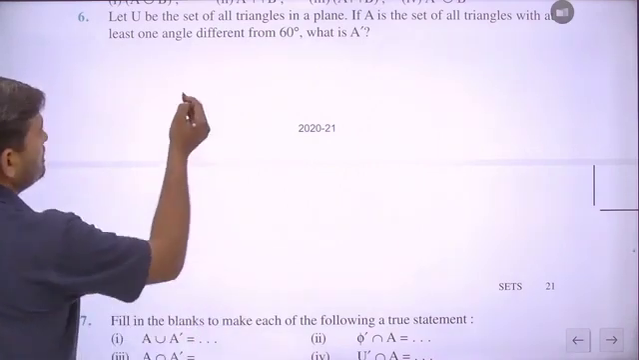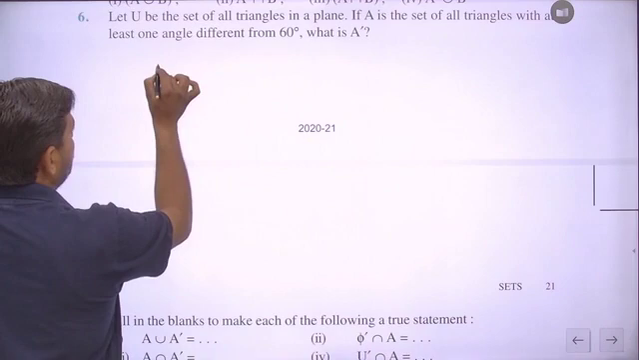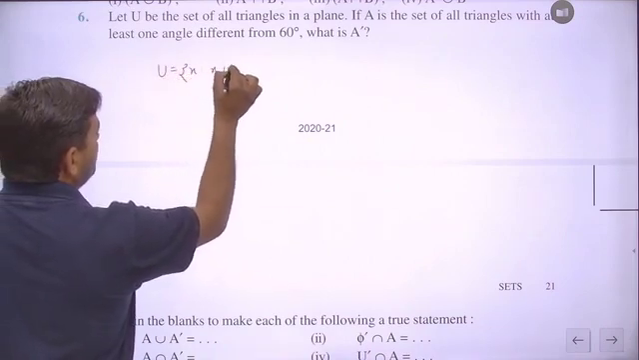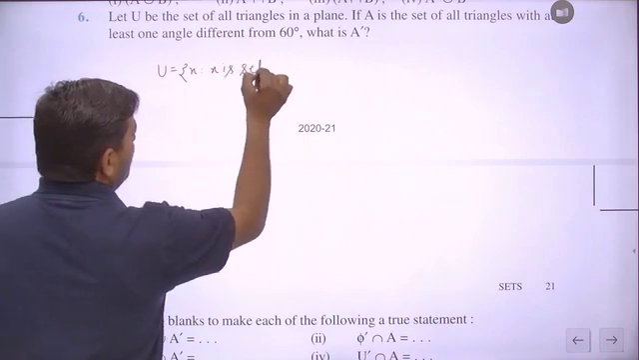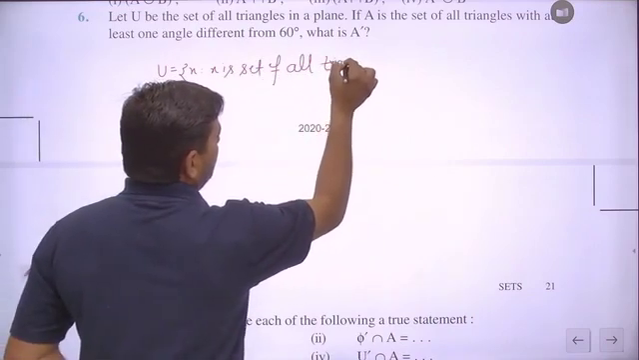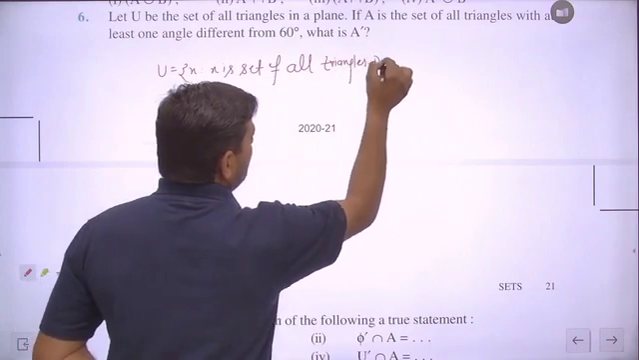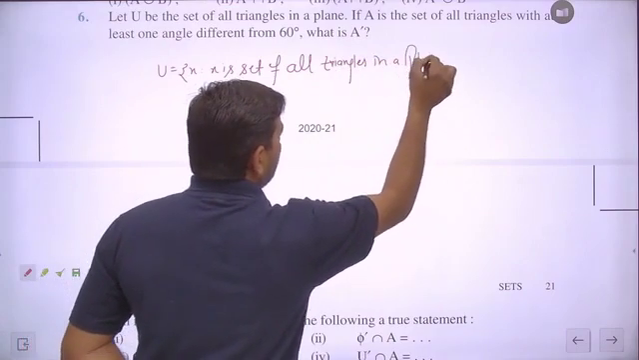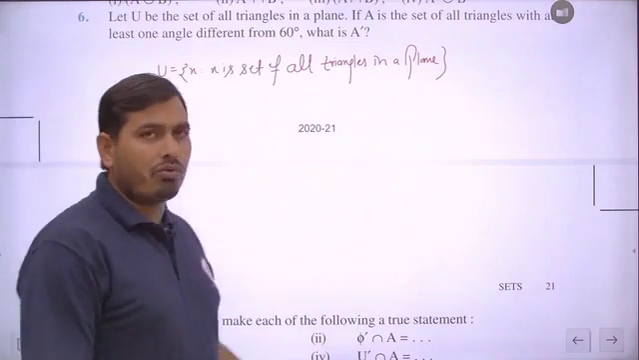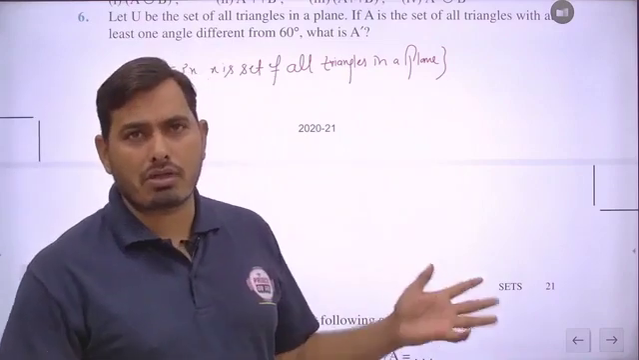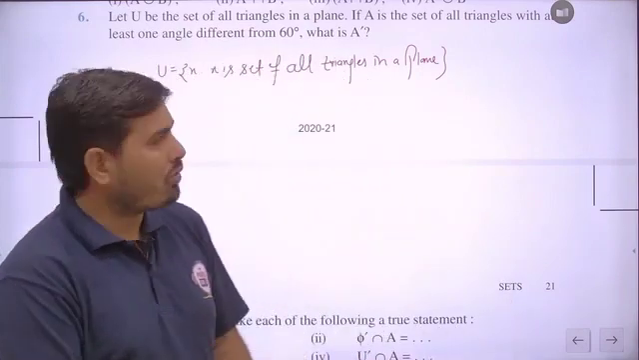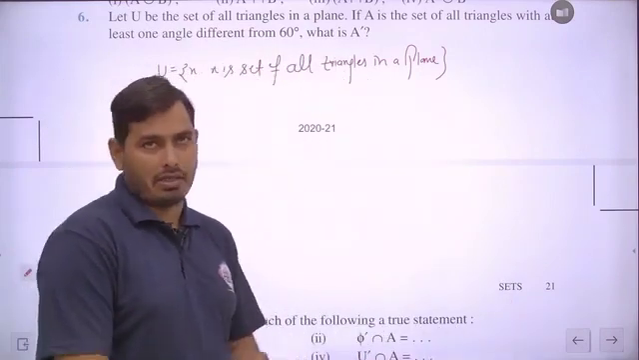So U is the set of all triangles. In question number 6, U is the set of x such that x is a triangle in a plane, no problem. So students, the set of all triangles means the equilateral triangle, isosceles triangle, scalene triangles, all kinds of triangles are included in the set of all triangles in a plane.